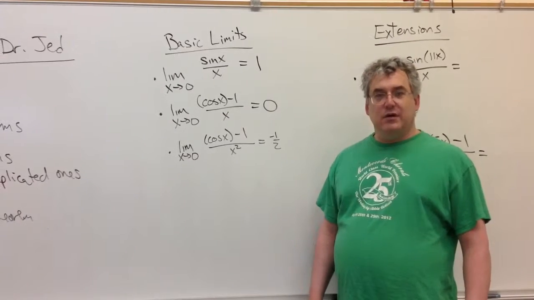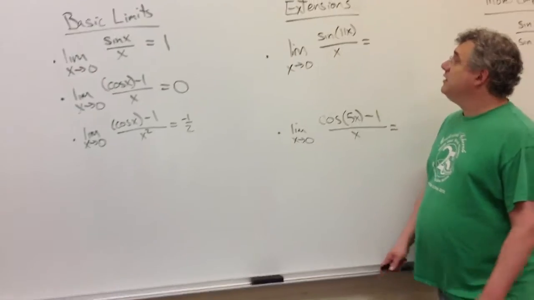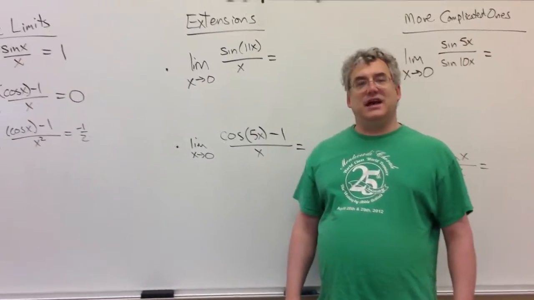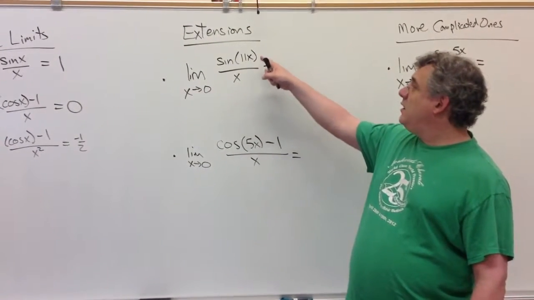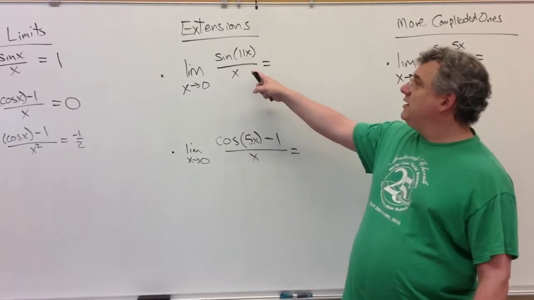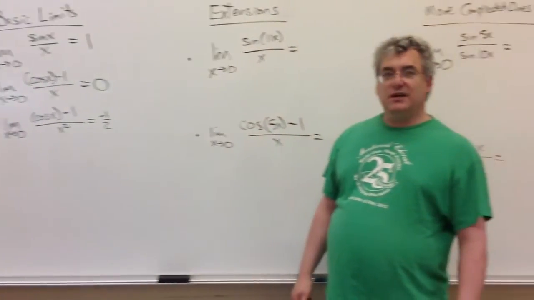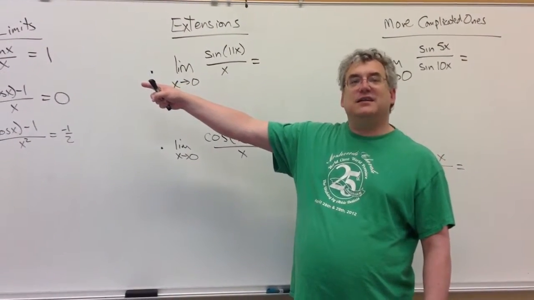But we can use them for more complicated trig limits. Let's take a look. Here's one: the limit as x goes to 0 of sine of 11x over x. Now you might be tempted to think, oh, this is the same thing. Look, it's almost the same thing, but there's an 11 up here. Unfortunately, there can't be an 11 there for that to match. That has to be exactly right.